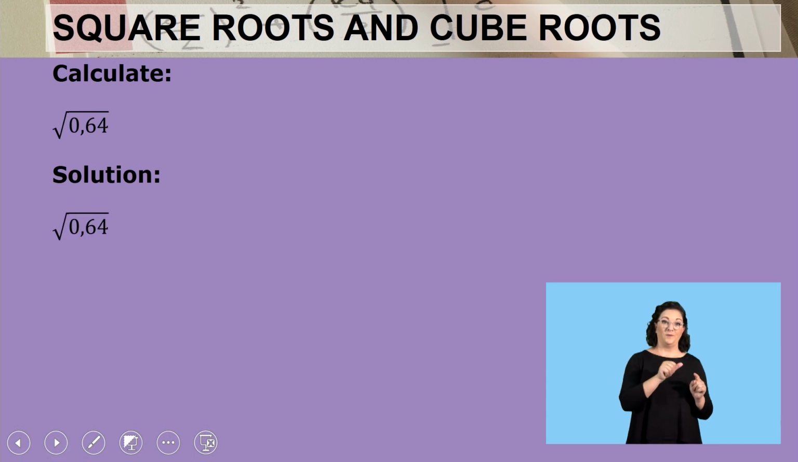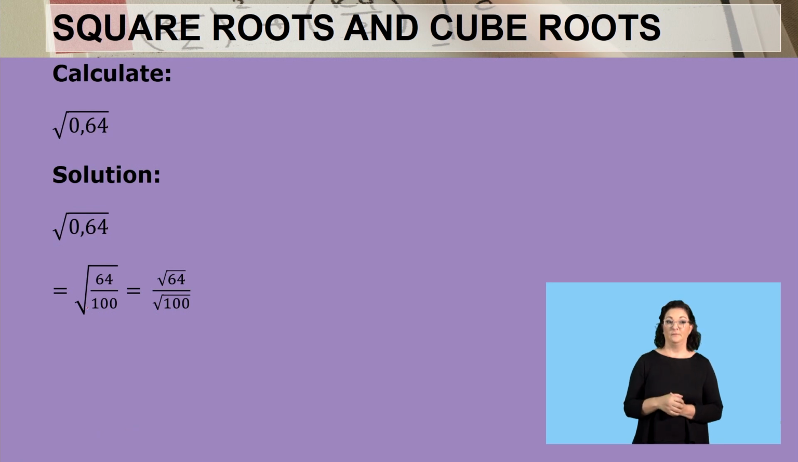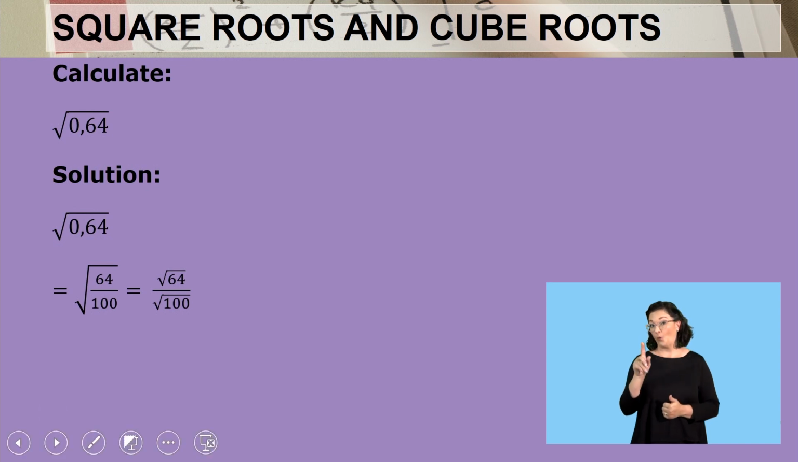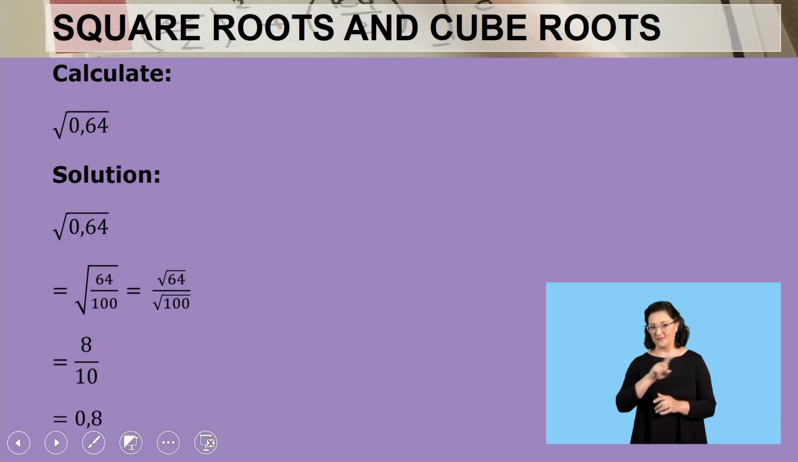Square root 0.64 is equivalent to 64 hundredths, so it's the square root of 64 hundredths, equal to square root 64 over square root 100. Square root 64 should give you 8, square root 100 should give you 10, and your answer here should be 8 over 10. Remember, we are going to convert back to decimals. This is 8 tenths, so your answer should be 0.8. Let's look at the next example.